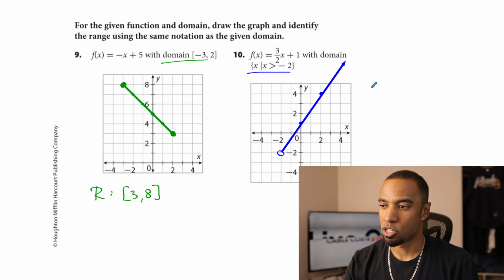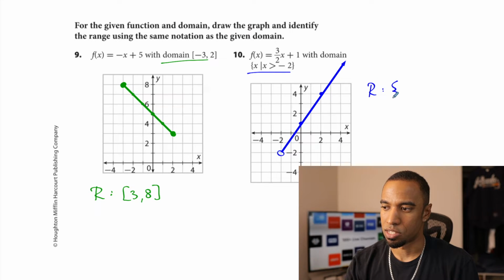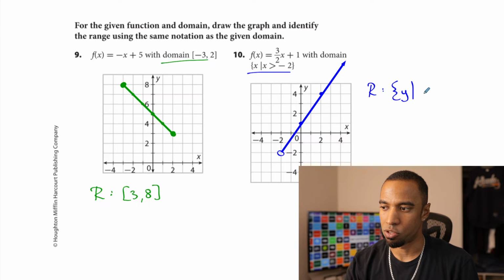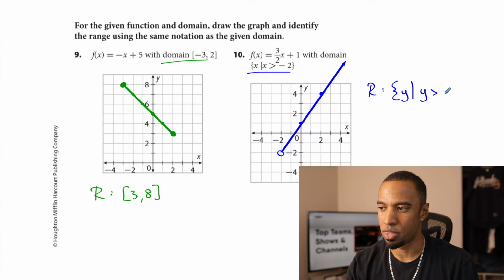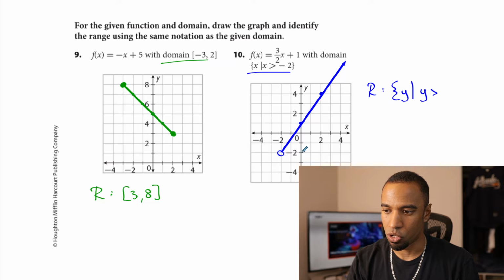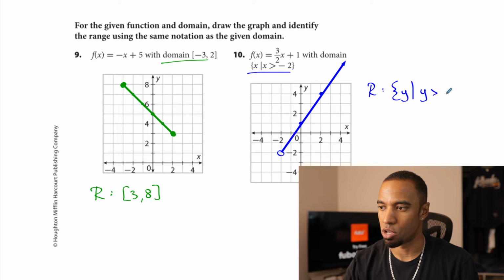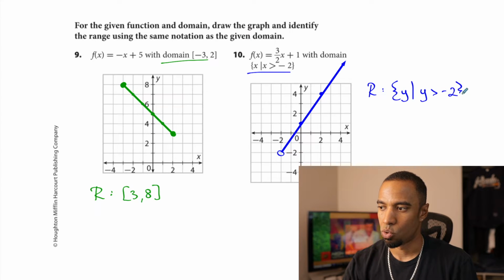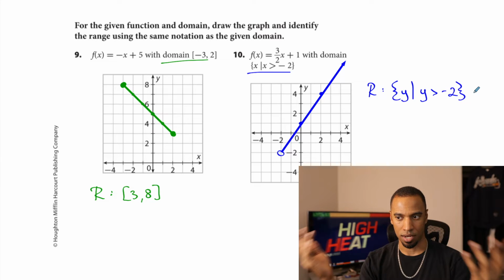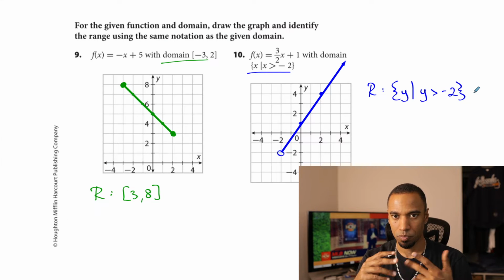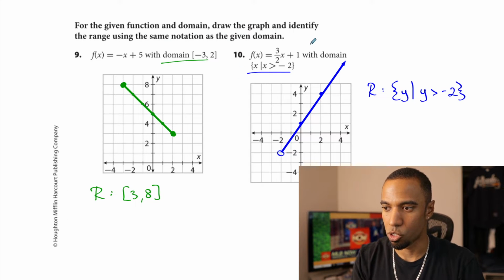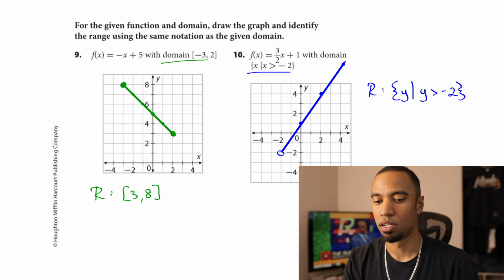So the range on this one, in set notation, is the set of all y values such that y is greater than -2. Even the -2 right here is also the limit on the range. It's everything greater than, and then we're set from there. And there it is. Assuming I did the graph correctly, which I believe I did.